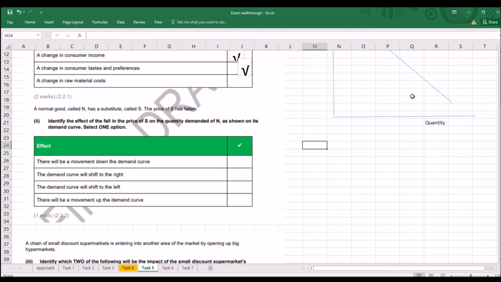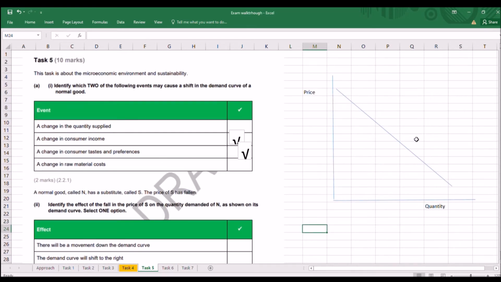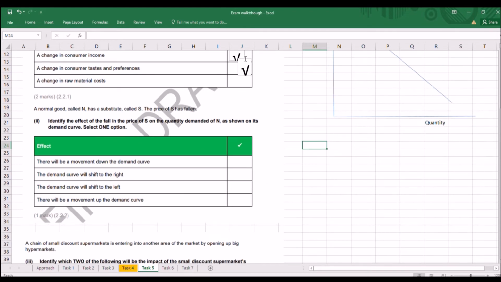The supply curves move up and down. There will be a shift. The demand curve will shift to the right. If the demand curve shifted to the right, for the same price, there'd be more quantity demanded. So that's not what's going to happen here. The demand curve is going to shift to the left.